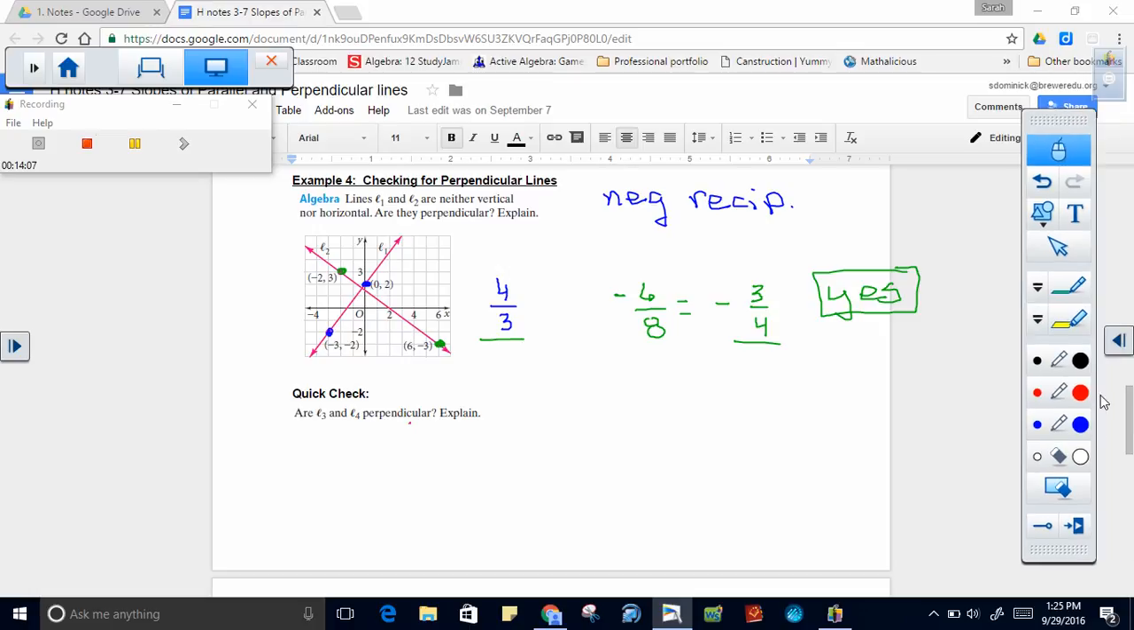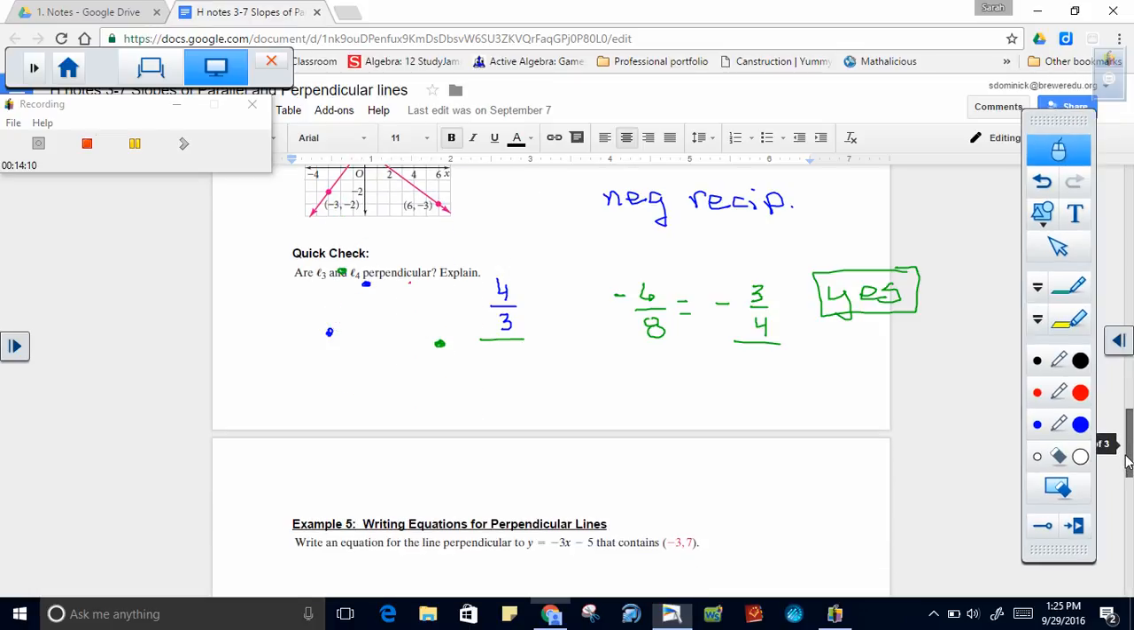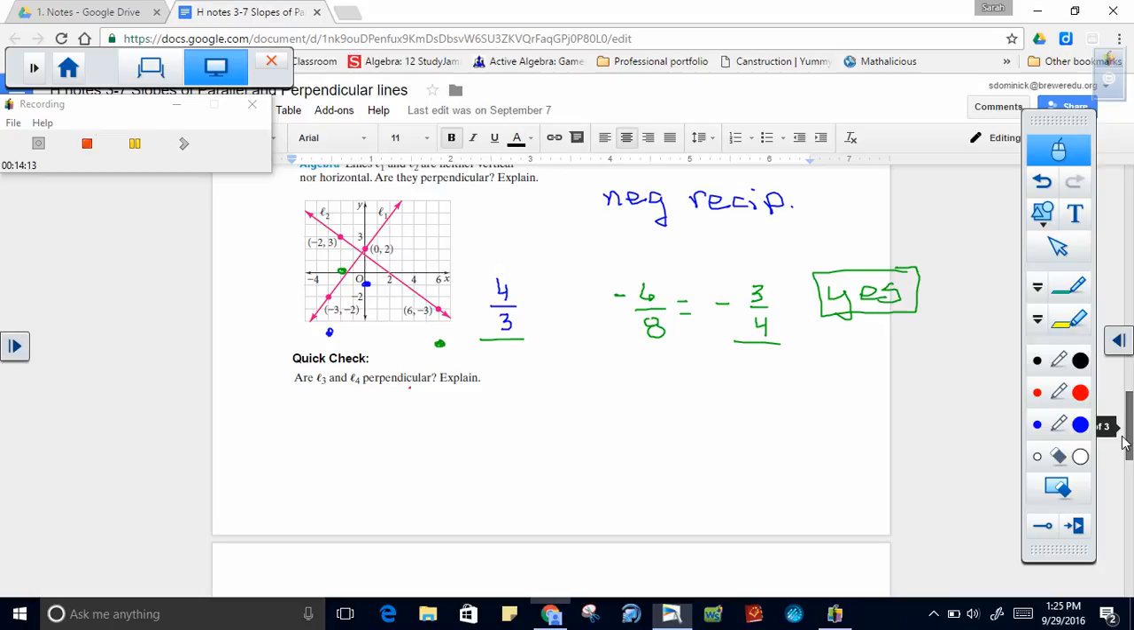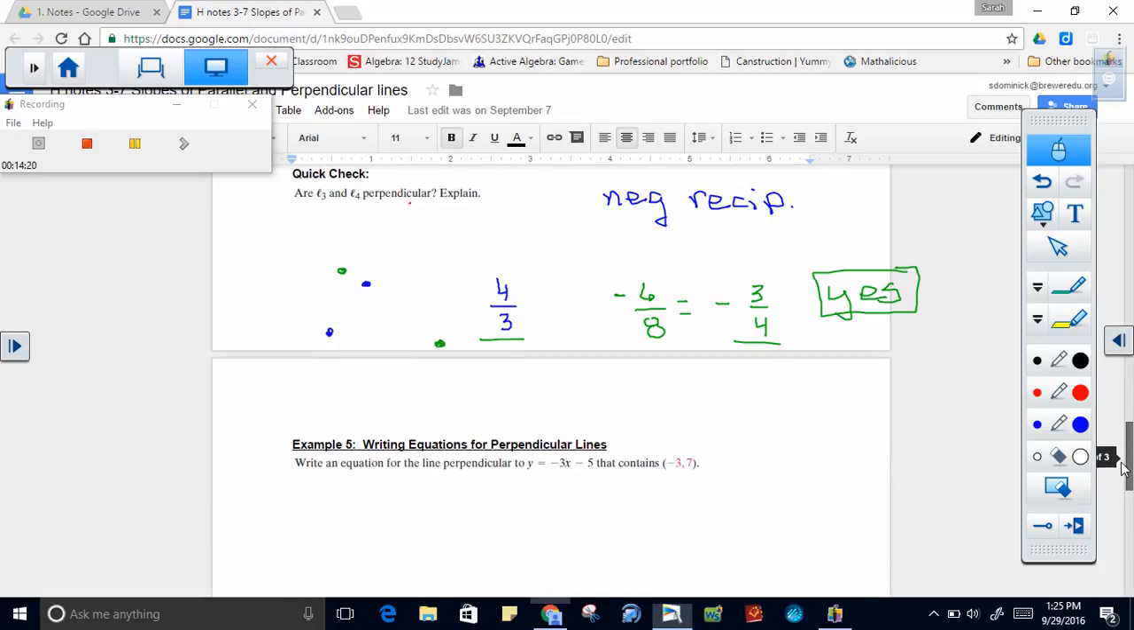So I'm looking at this and wondering where the picture is for L3 and L4. Maybe I'm just not seeing it, but I don't see it. So quick check, you can't do that, and I'm very sorry. Alright, moving on to example 5.